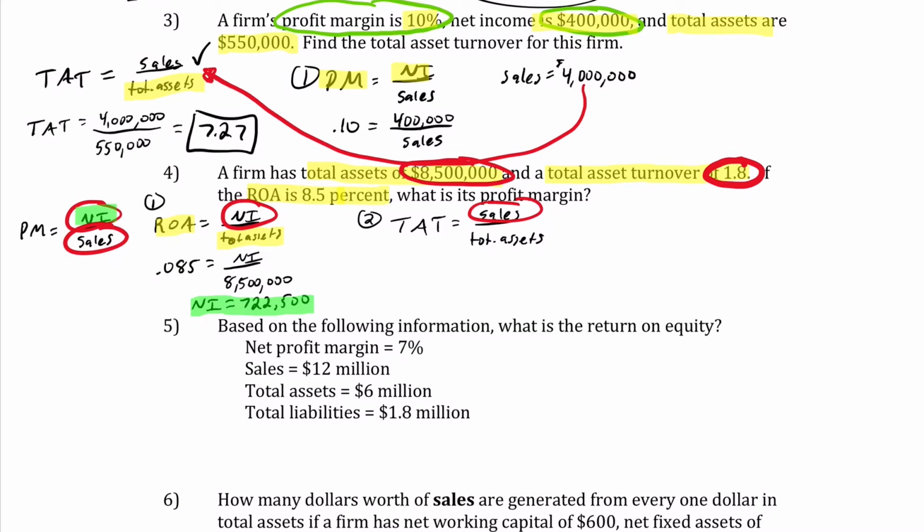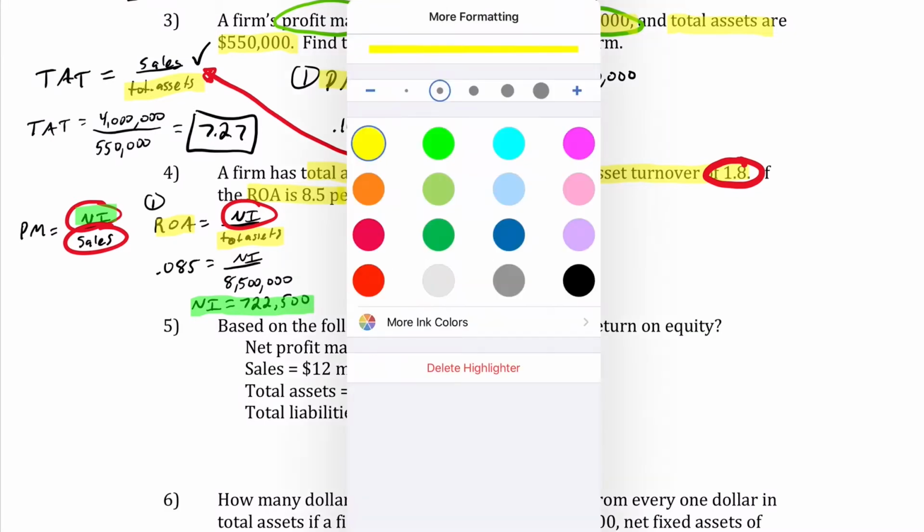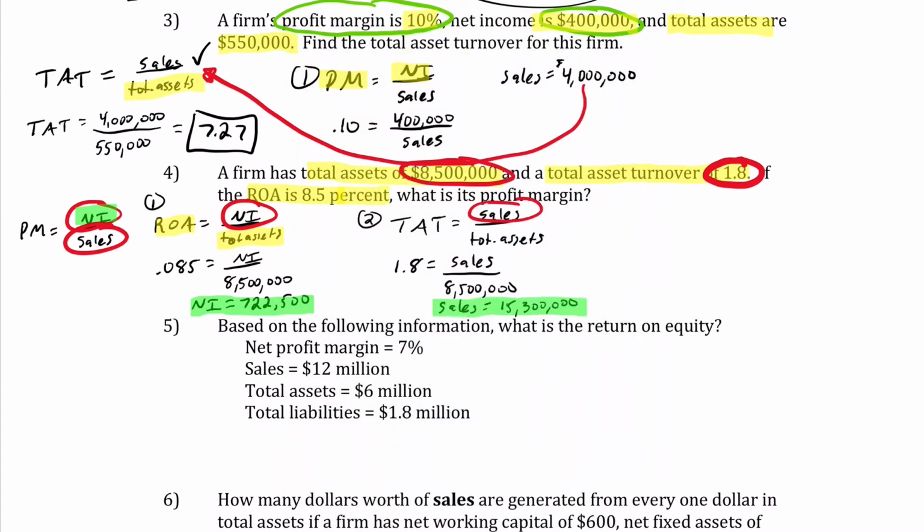Total asset turnover was 1.8. This is not a percentage, so we don't convert it to a decimal when we input it into our equation. We are solving for sales. Total assets are 8.5 million. Multiply both sides by 8.5 million, and I get a sales value equal to 15,300,000. Once again, we have just solved for sales, which is the bottom line in our profit margin.